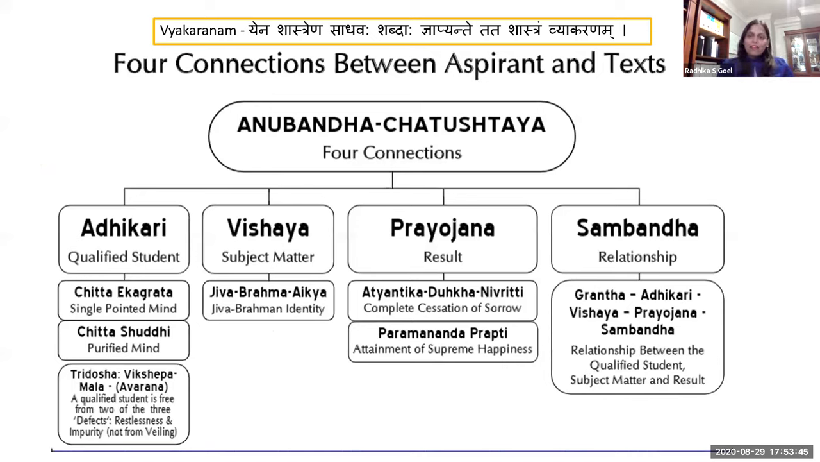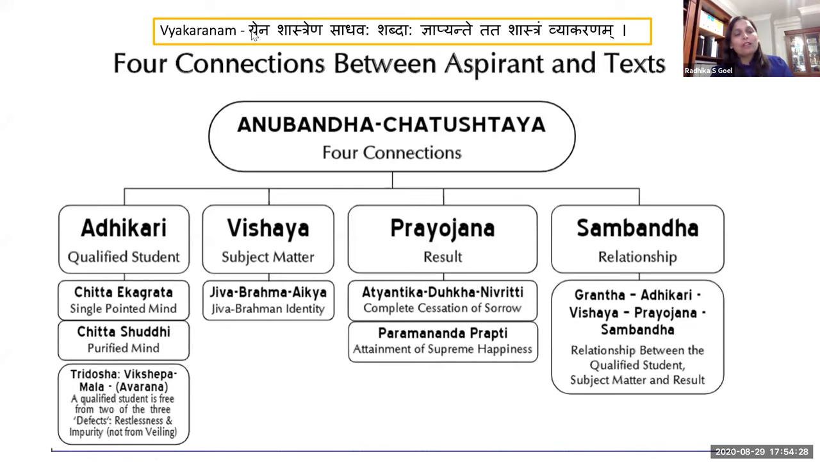Before we move on, there is a very important concept called Anubandha Chatushtaya. When we start any action, there is a purpose why we do it, right? Shastric knowledge is very logical and structural, and I was very surprised to realize this. Before we start talking about the inception of any Shastra, we take a moment to understand what is called the Anubandha Chatushtaya. There are four components or four connections that come into play.